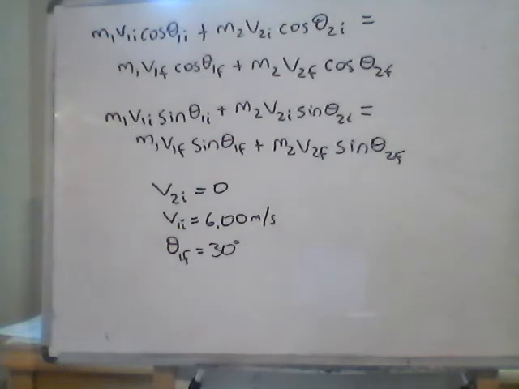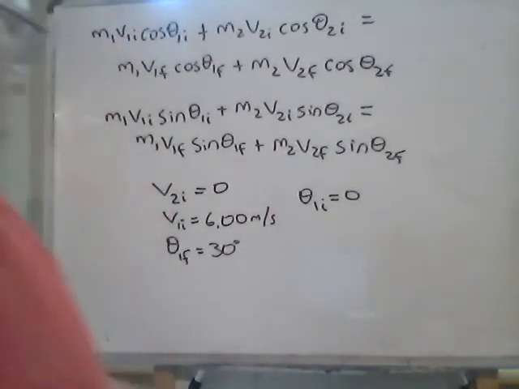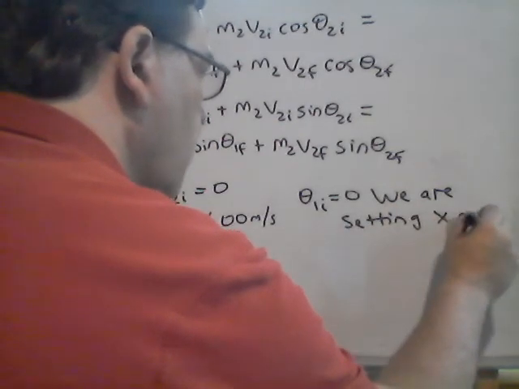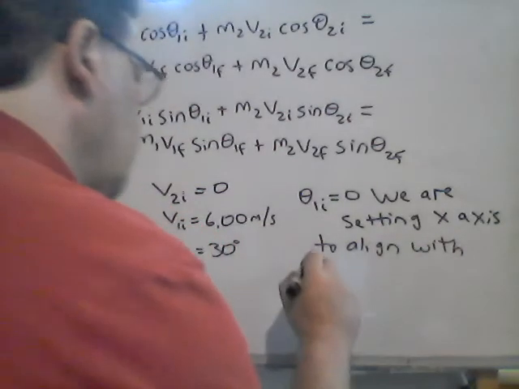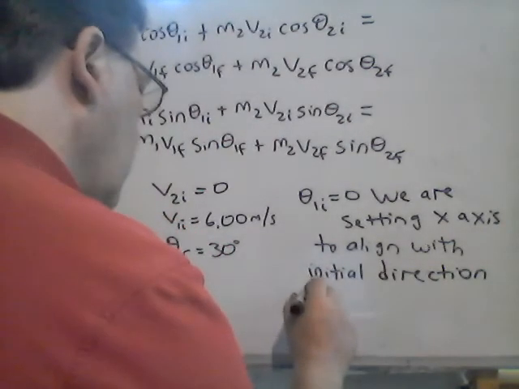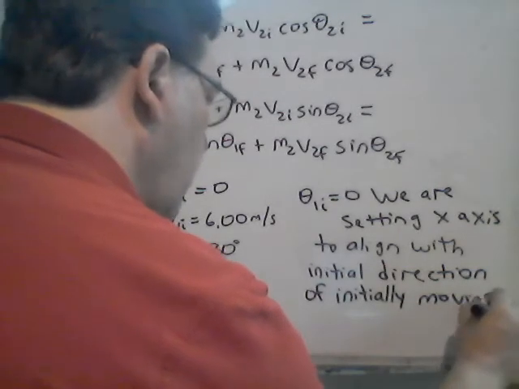30 degrees from what? Well, we are free to set whatever coordinate system we want. Why not make the x-axis of the system aligned with the initial direction of the incoming puck? So let's let theta 1i equal 0. We're free to do that. So we are setting the x-axis to align with the initial direction of the initially moving puck.